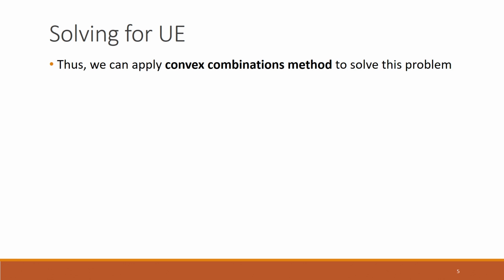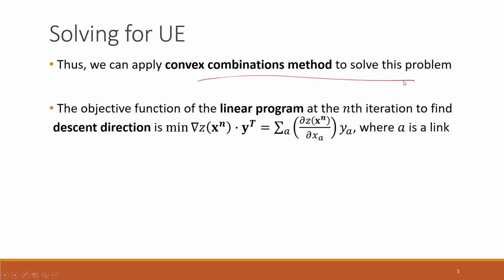So therefore, we can apply this convex combination algorithm to solve this problem. In the first step of the convex combination algorithm, we have to find the descent direction. There we try to minimize this objective function, which we have seen before, subject to the constraints that this new auxiliary solution y is a feasible solution.